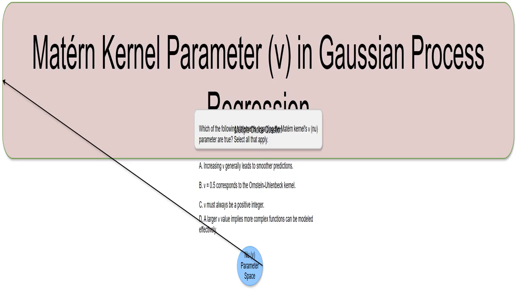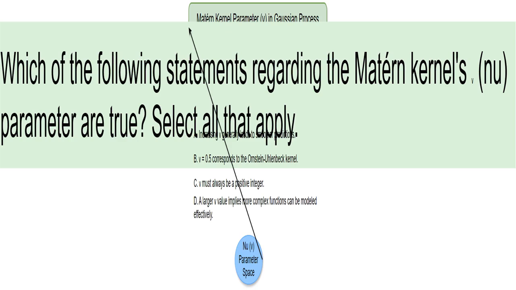This is a multiple-choice quiz testing your knowledge of the Matern kernel, a tool we use for Gaussian process regression, GPR. You'll examine statements about the Matern kernel's NU parameter and determine which are factually correct. This tests your comprehension of the parameter's effect. It's like a mini-exam on a key concept.